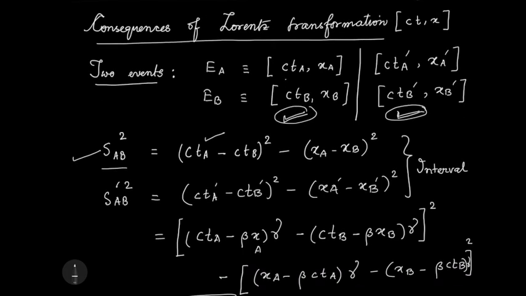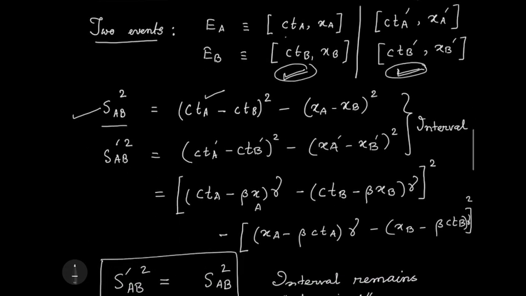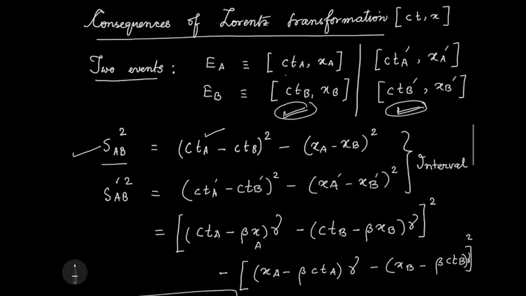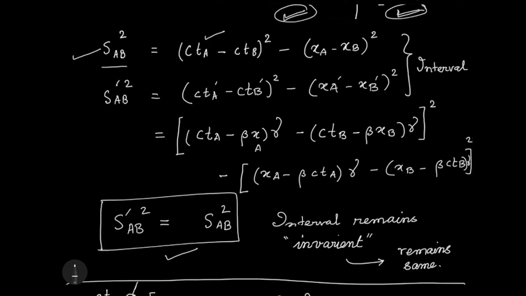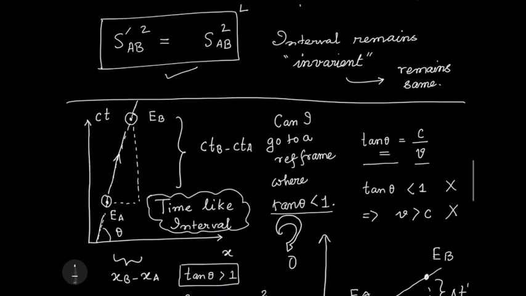Then we discussed intervals. The first consequence of the Lorentz transformation: we found that interval is a concept which is invariant, or constant, or remains the same across Lorentz transformation. Different reference frame observers, when they compare their notes, if they calculate the interval out of it, they'll measure the same number.